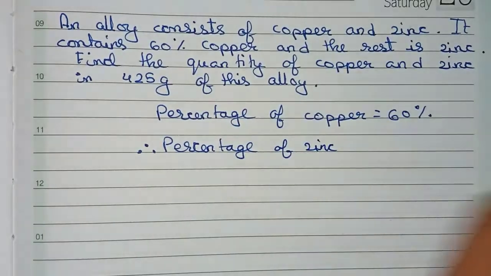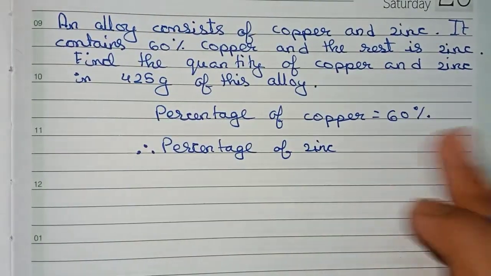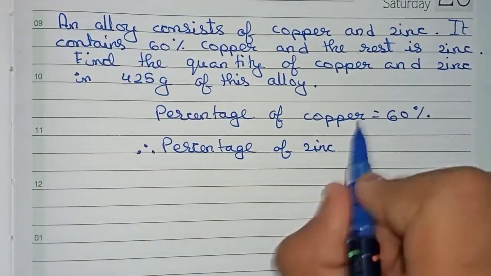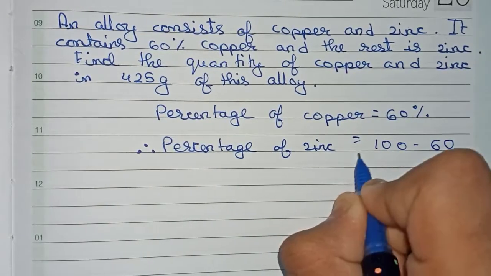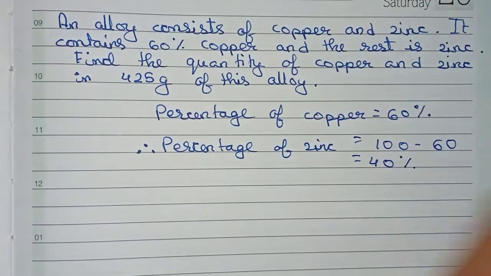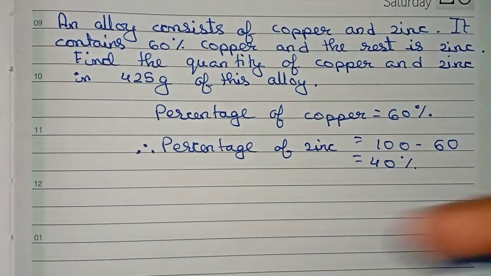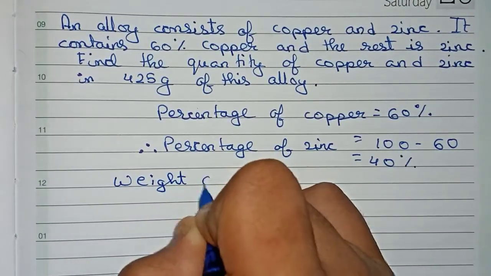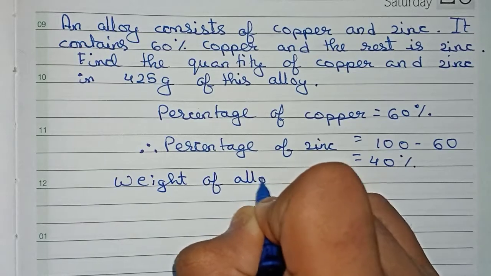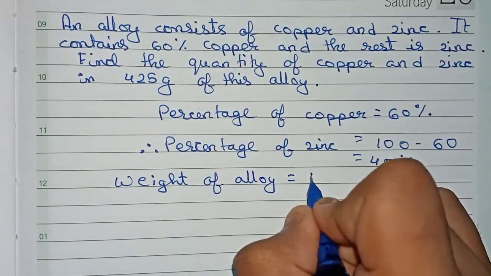So now we know that percentage is a unit of 100. Therefore, if copper is 60%, zinc will be 100 minus 60, which equals 40%. So the alloy consists of 60% copper and 40% zinc. Now I write the weight of the alloy. The weight of the alloy is given in the question, so it becomes 425 gram.